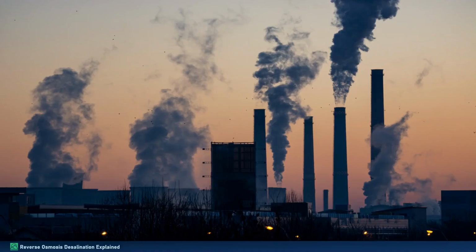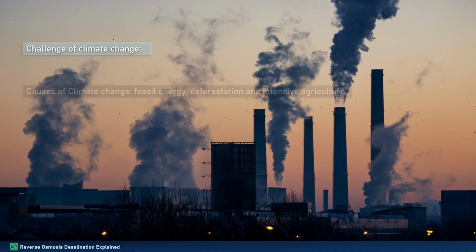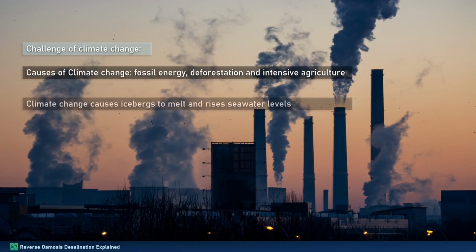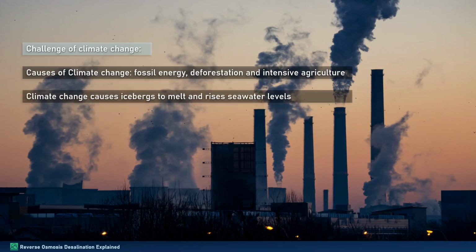Another challenge we have witnessed in recent years is climate change. Climate change is the talk of the hour. It is due to many factors, including excess use of fossil fuels such as coal, gas, and oil; deforestation, because of which we don't have enough trees to absorb carbon dioxide; and increasing intensive agriculture which emits greenhouse gases. Climate change impacts water resources in many ways.